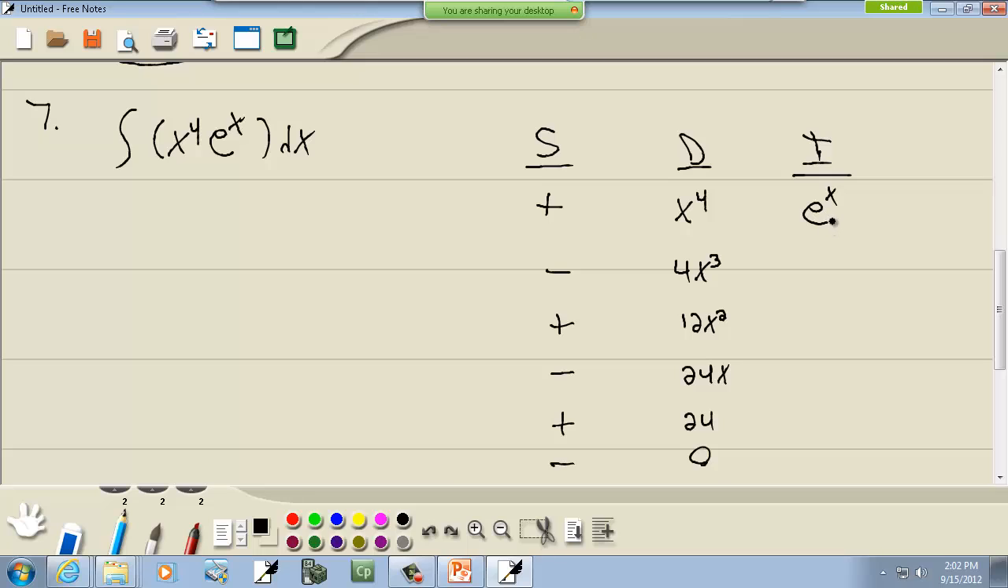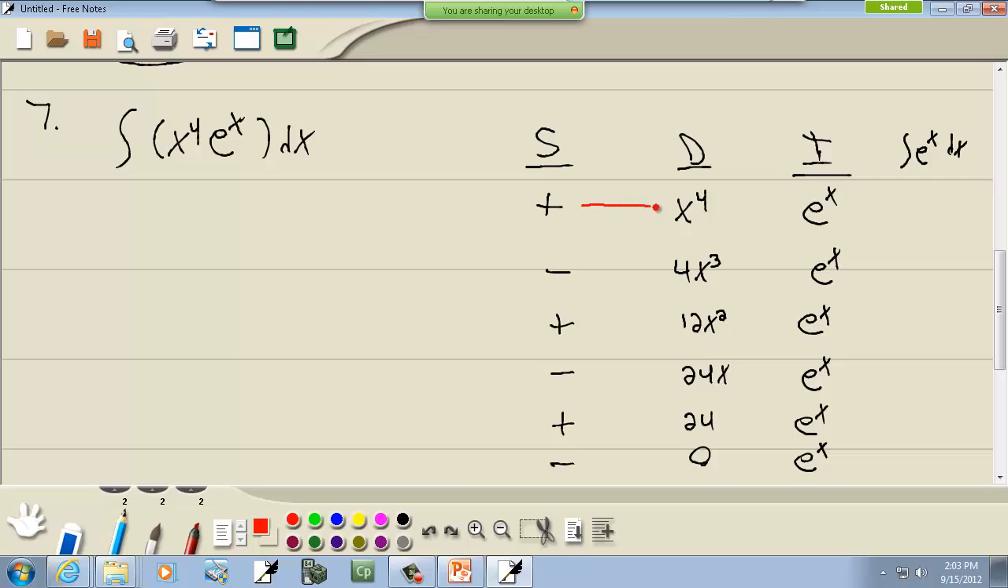Now here we're going to take the integral of e to the x. So we're going to have the integral of e to the x, which is e to the x. And then we take the integral of that, which is e to the x, and then the integral of that, which is e to the x, and so on, each integral being e to the x.